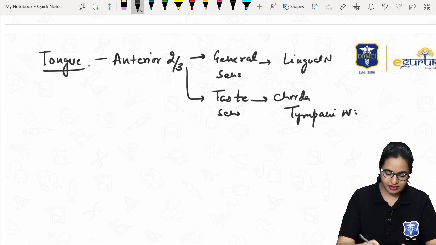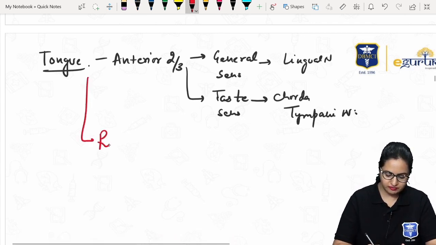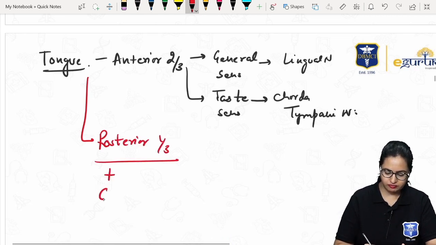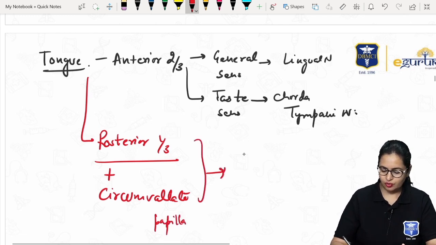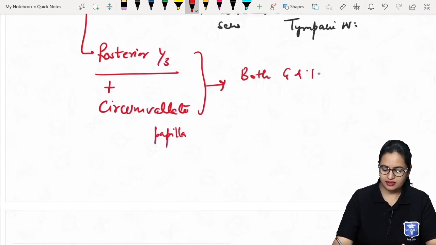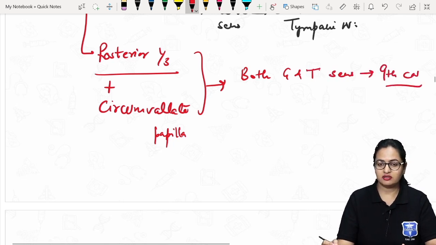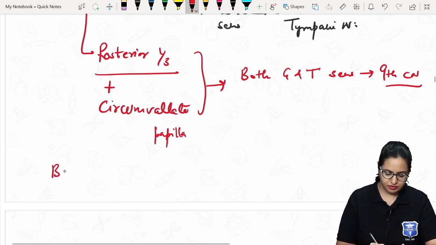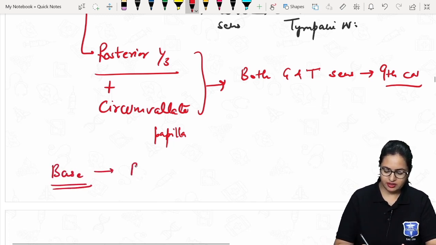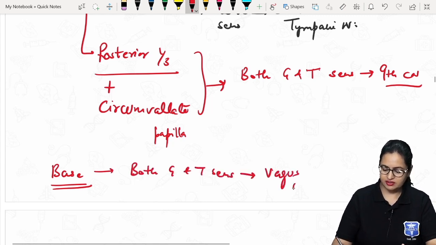Now talking about the rest of the portion, if I talk about the posterior 1/3 along with the circumvallate papilla, for both general and taste sensation, they are carried by the ninth cranial nerve, that is the glossopharyngeal nerve. And for the base of the tongue, again both general and taste sensation are carried by the vagus nerve.